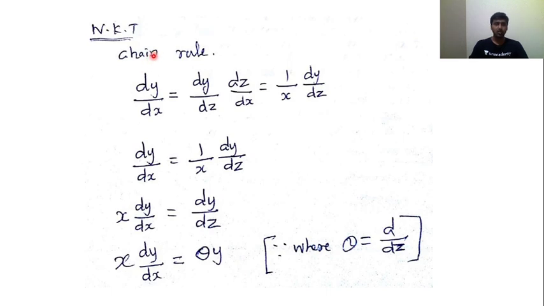Yes, it's the chain rule. How are we making the substitutions? We know the chain rule: dy divided by dx can be written as dy divided by dz into dz divided by dx. When you cancel dz and dz, it is again dy divided by dx. Now differentiating with respect to x, the z term gives 1 divided by x. So dy divided by dx is equal to 1 divided by x into dy divided by dz.